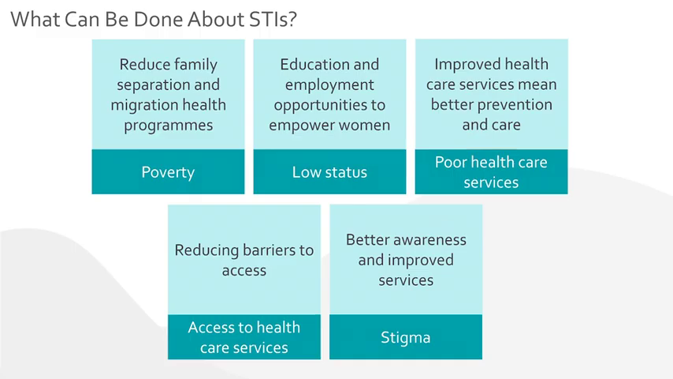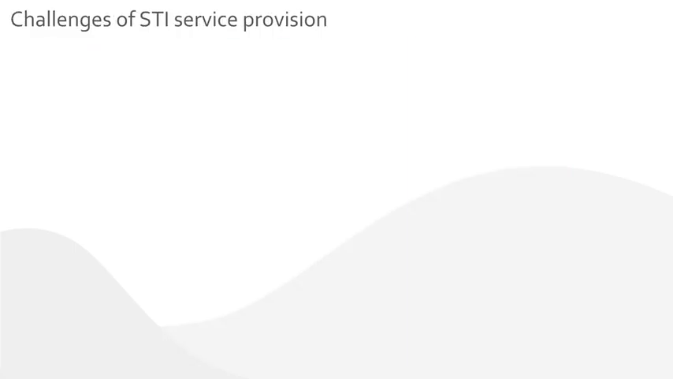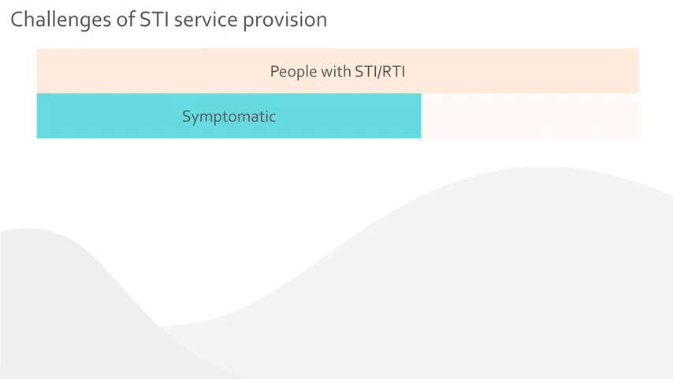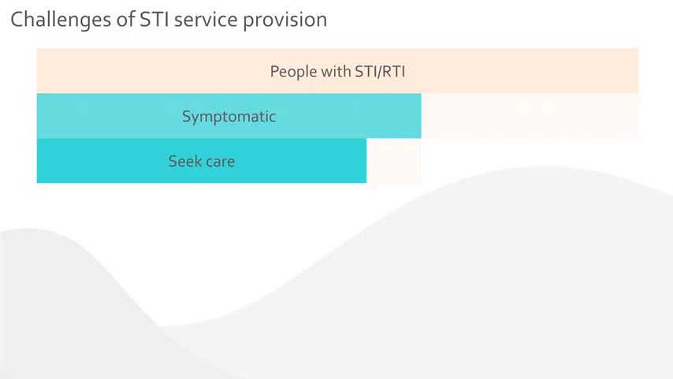However, challenges to providing effective STI services to the people who need them can extend further than the availability of healthcare, and there are a number of common reasons why STIs are not detected and cured. Firstly, not all people with an STI are symptomatic. Many do not show any symptoms. Even if they do have symptoms, many people will not seek health care.